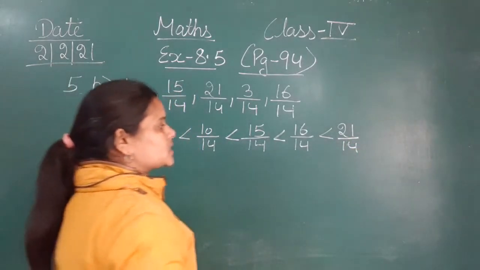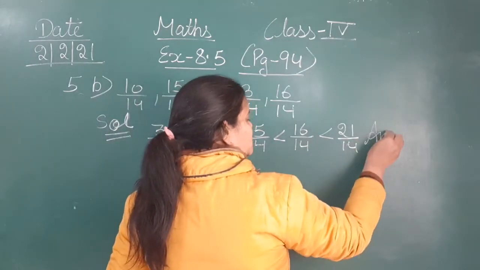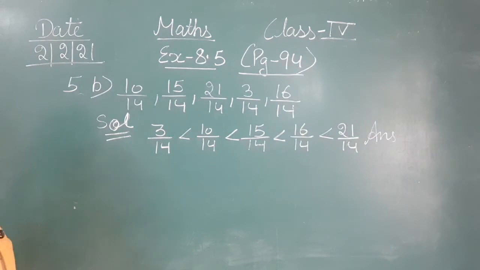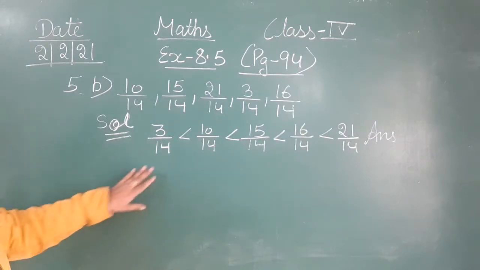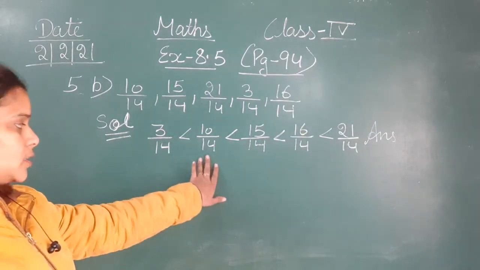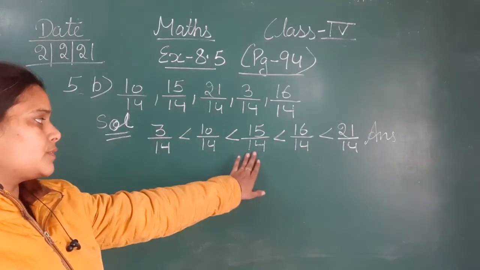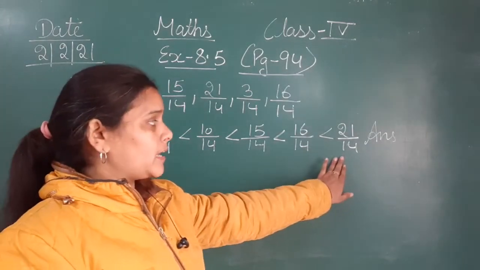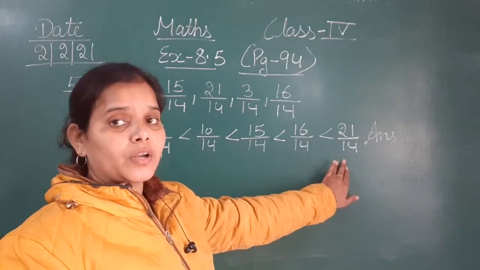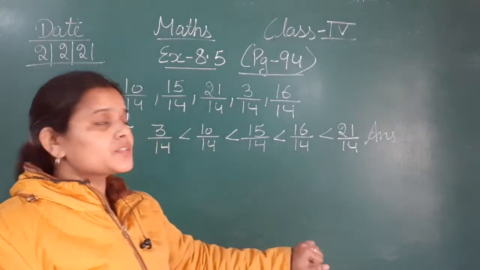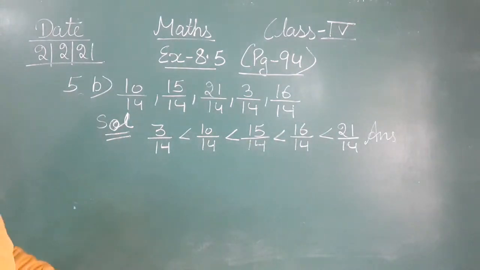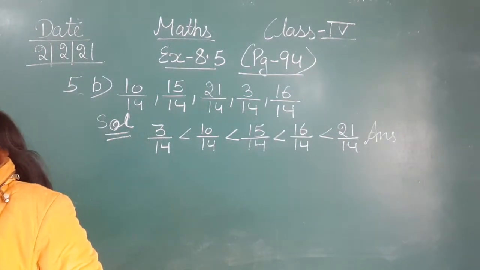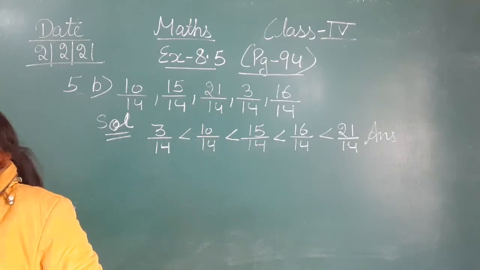So now this is the solution. We have arranged the given fractions into ascending order. The first is 3 upon 14. Second is 10 upon 14. Third is 15 upon 14. Fourth is 16 upon 14. And fifth is 21 upon 14. Okay, so this is the solution of the B part from question number 5. Okay, theek hai? Chaliye, moving next.